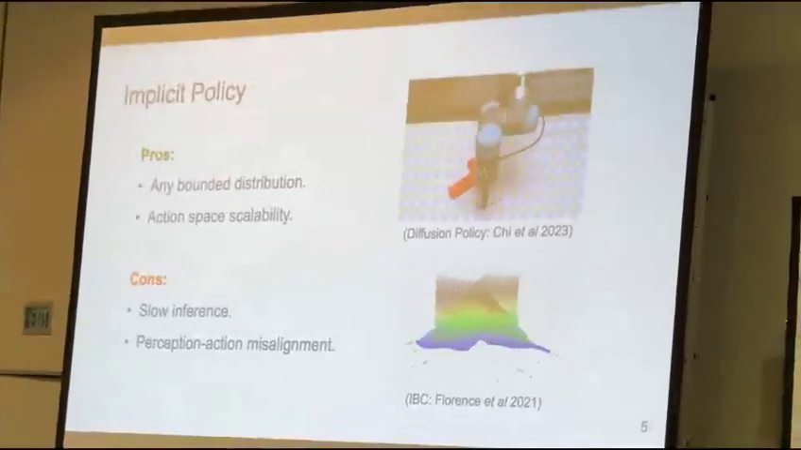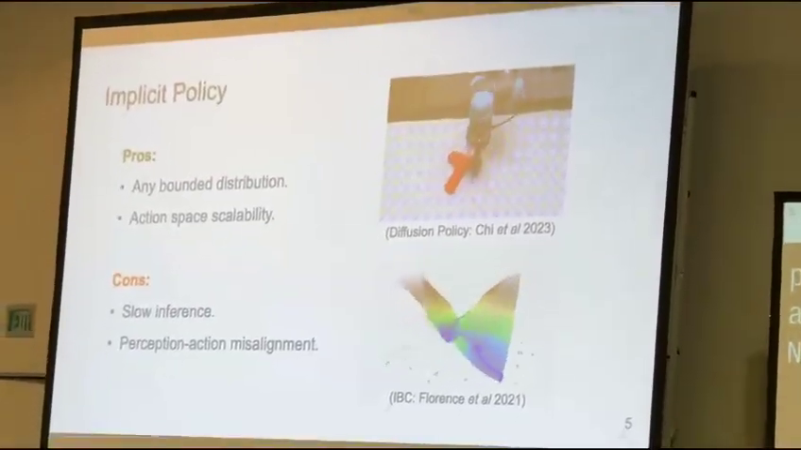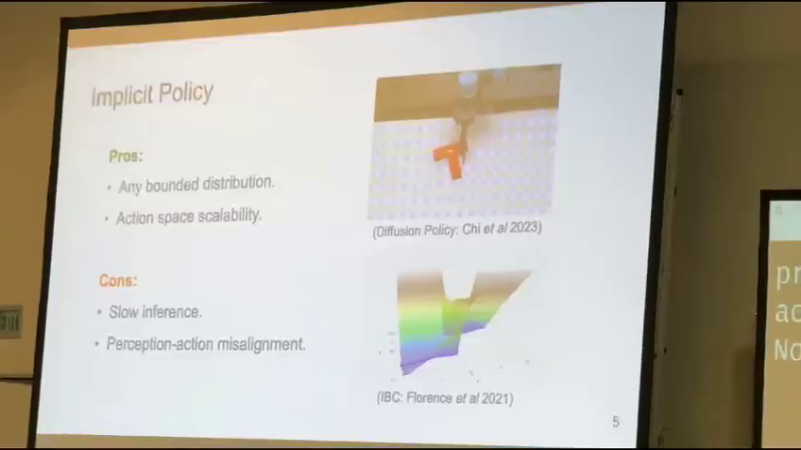Now, let's move on to the second category, implicit policies, which mainly include energy-based and diffusion-based methods. In this presentation, I will focus on diffusion-based approaches, which have recently become very popular in robotic manipulation. These methods are powerful because they can represent any continuous distribution, and more importantly, they can naturally model multimodal action distributions. Conceptually, a diffusion-based policy learns a gradient field over the action space.